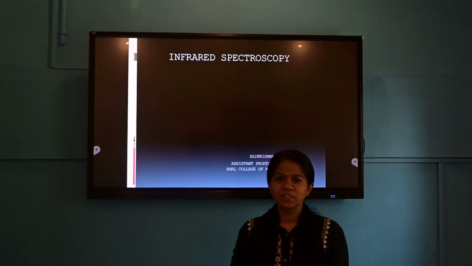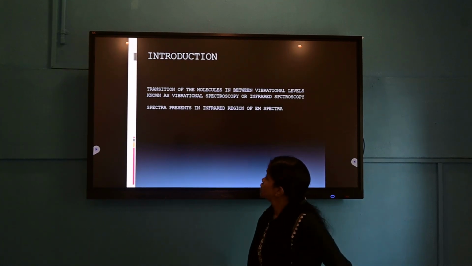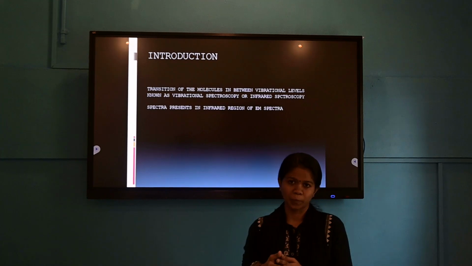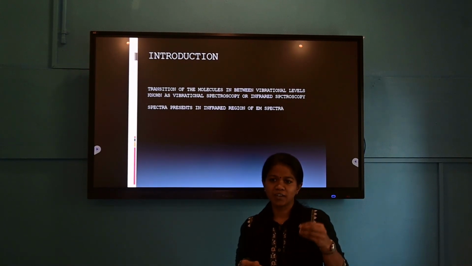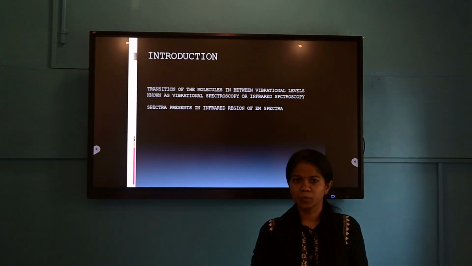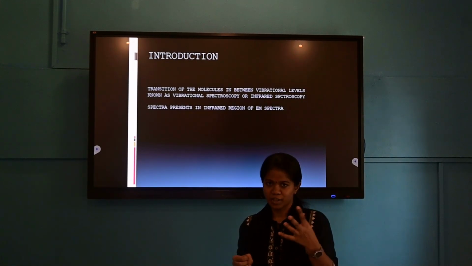Today we are going to discuss infrared spectroscopy. So first of all we have to know what spectroscopy is. Spectroscopy is nothing but the study of spectra that is formed due to the transition of the molecule between different energy levels. So infrared spectroscopy is the spectra that is formed in the infrared region.